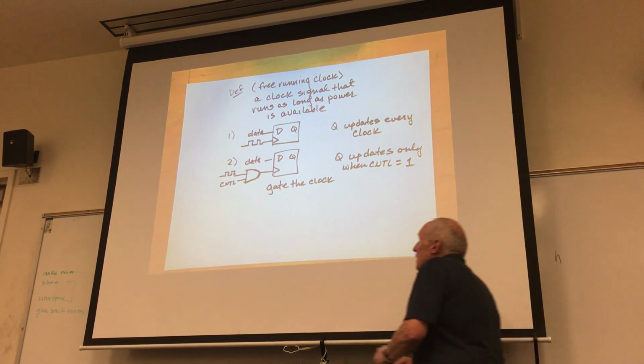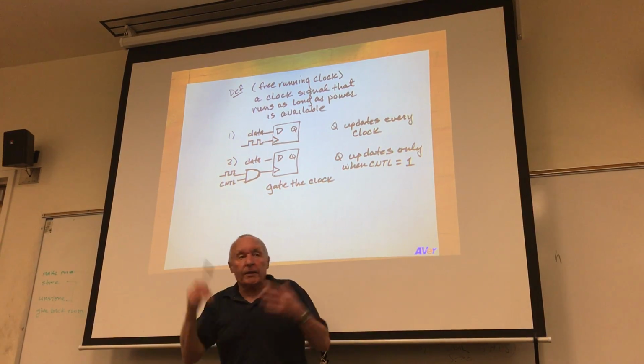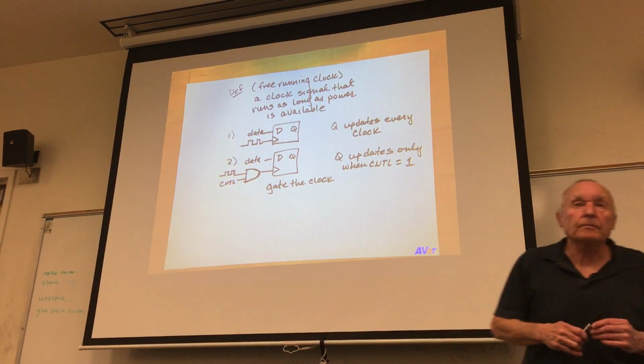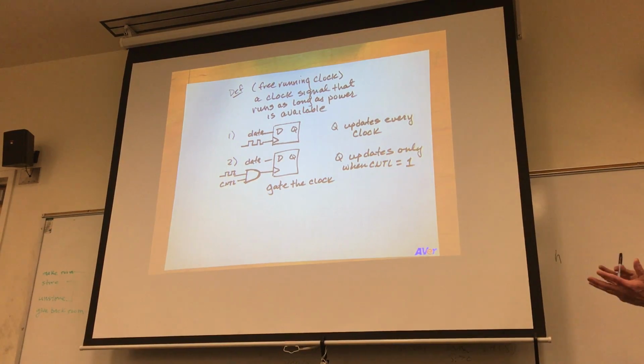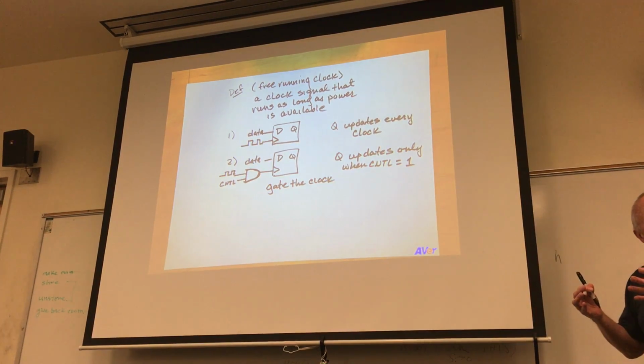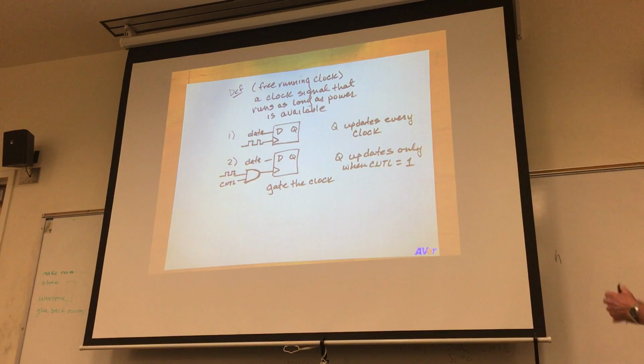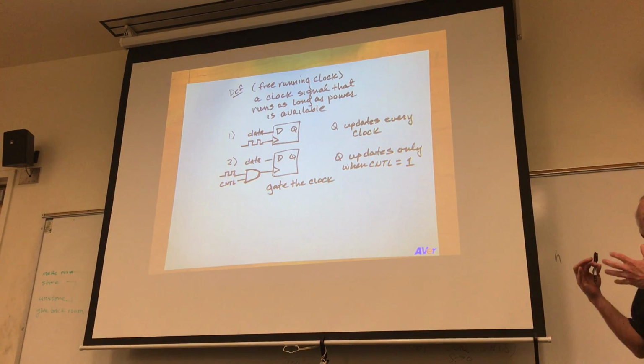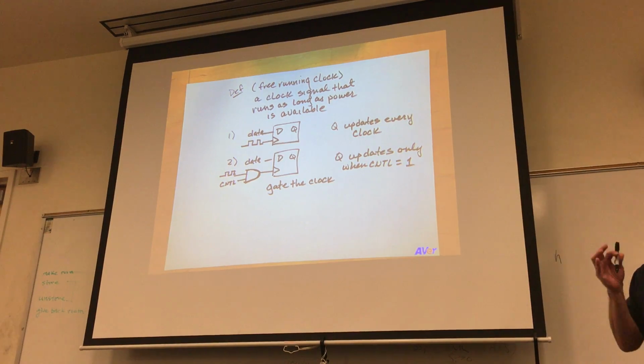If you make CNTL a logic 0, even though that's a free running clock, you're not gonna get any updates on the register. When you make CNTL a logic 1, then the clock pulses from that free running clock are allowed to reach the clock input. And so they call this a gated clock. So by determining when CNTL is a logic 1, I can control when the Q output updates in the presence of a free running clock. That circuit, however, has a problem.